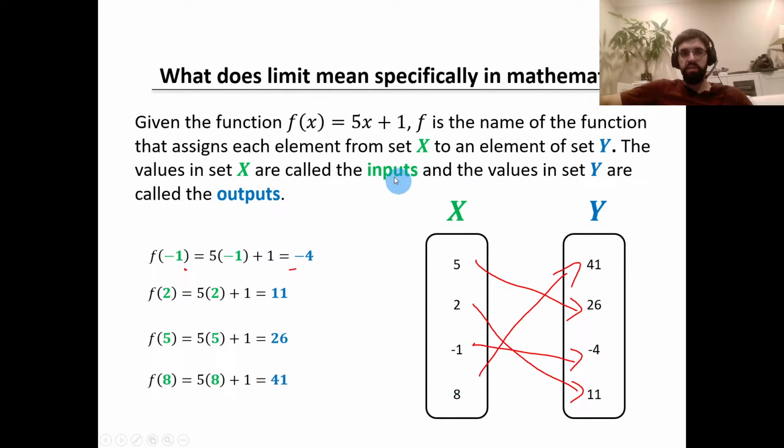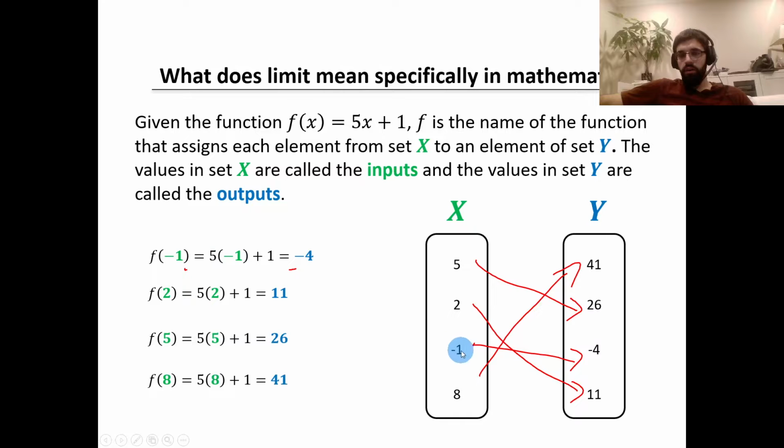We can take these x values and put them into our equation. So f of -1, f of 2, f of 5, f of 8. And if we do that, we do a calculation. It gives us the y value assignment. So f of -1 is equal to -4.